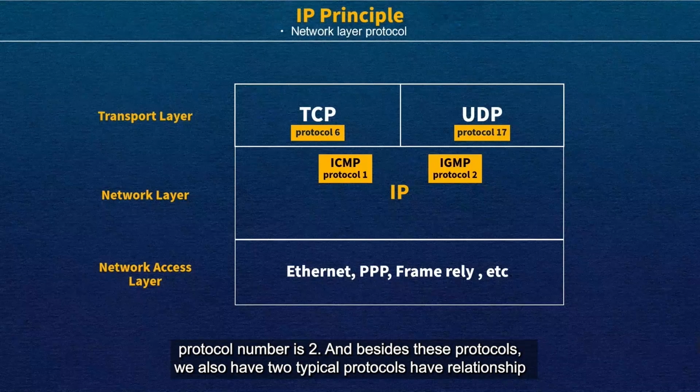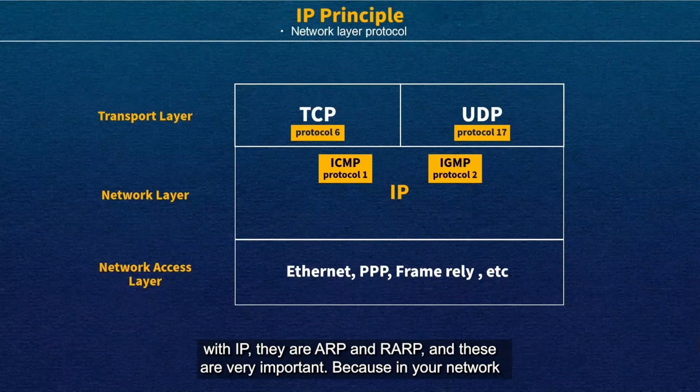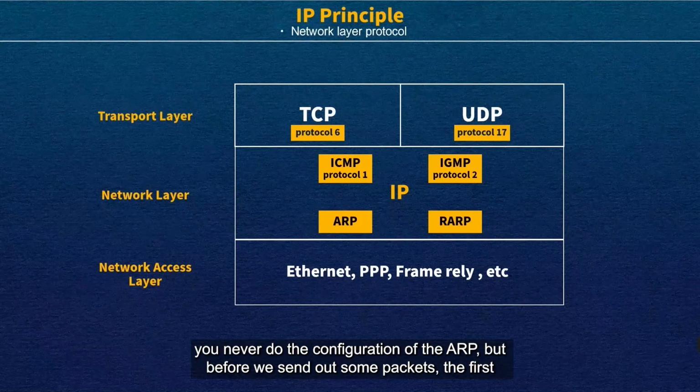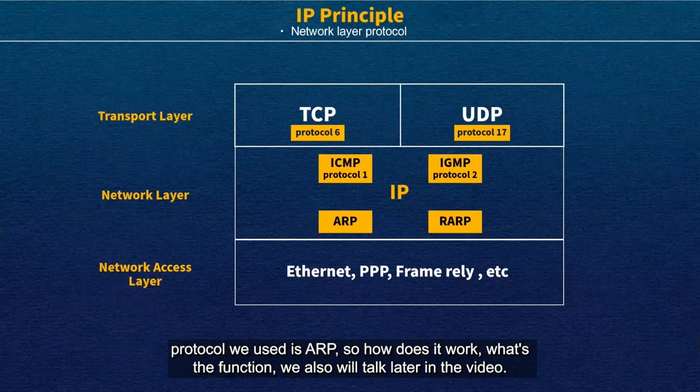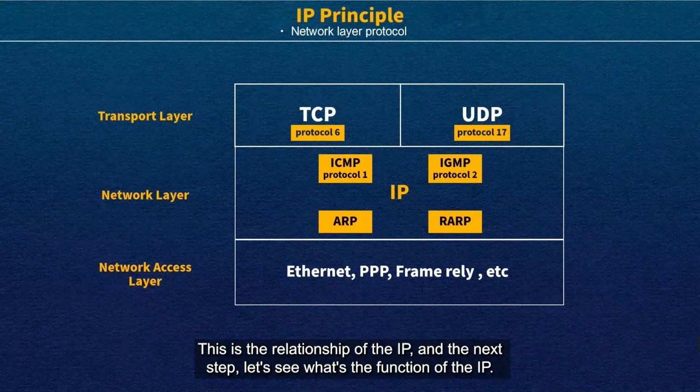And besides these protocols, we also have typical protocols related to IP, and one is ARP and RARP. This one is very important, because maybe in your network you never do any configuration for ARP, but before we send out the packets, the first protocol we use is ARP. How it works and what its function is, we will also talk about later in the video. This is the location of the IP. And next, let's see what the function of the IP is.